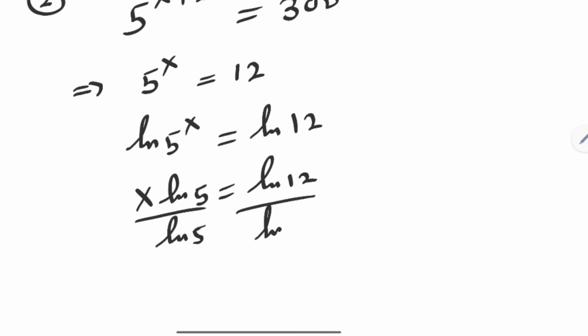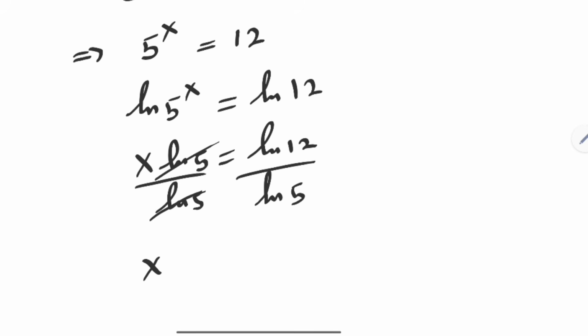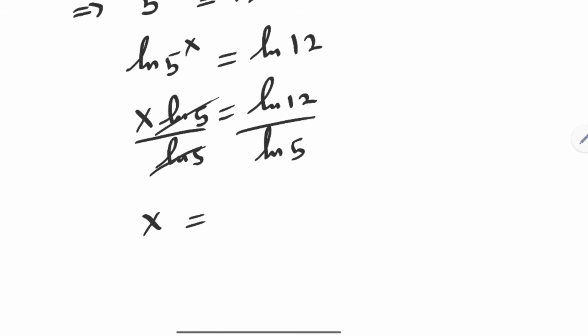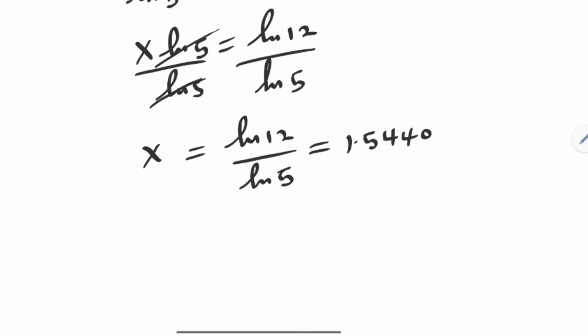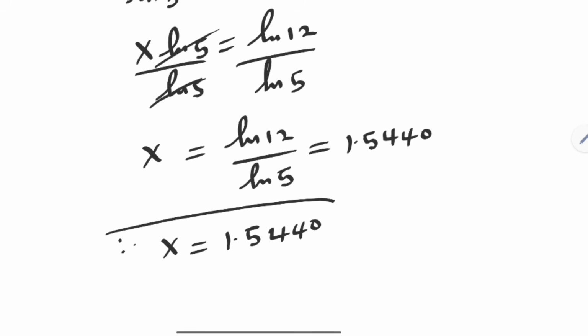This divided by ln of 5. This ln of 5 cancels this ln of 5. x is equal to ln of 12 over ln of 5. Then if you press your calculator very well, this is equal to 1.5440. Therefore, x is equal to 1.5440. This is the value of x. We may check to confirm if this answer is right or wrong. And you can see that with this method, you can easily solve this in less than 10 seconds.